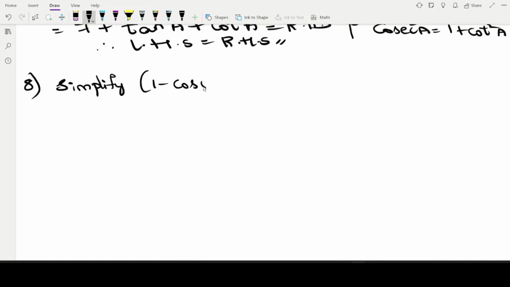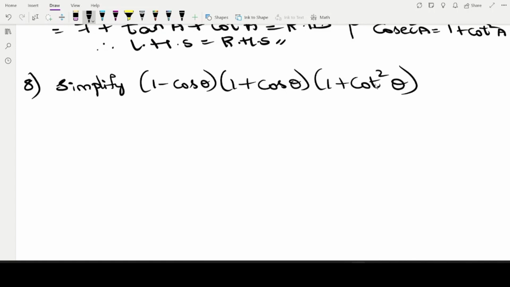Simplify: 1 minus cos theta into 1 plus cos theta into 1 plus cot square theta. It is asking us to simplify the expression. So we can directly write it: 1 minus cos theta into 1 plus cos theta. Generally you need to write the given part, the entire thing, again. Let me explain directly. 1 minus cos theta into 1 plus cos theta.